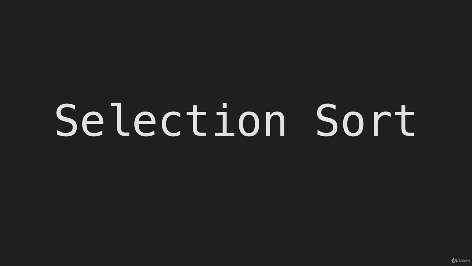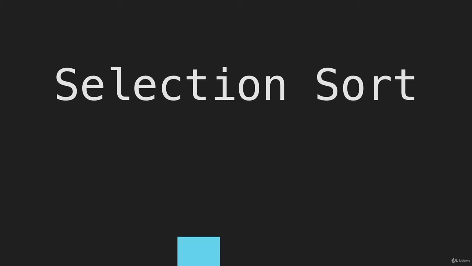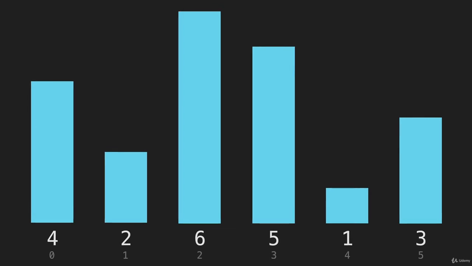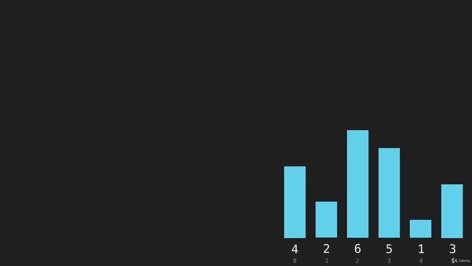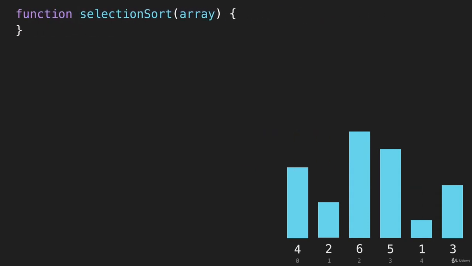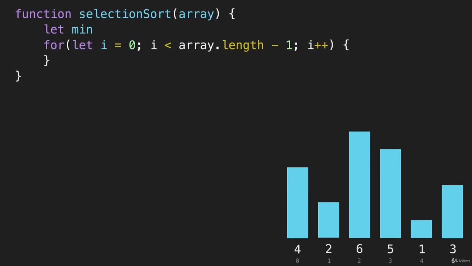Okay, so now we're going to code selection sort. We're going to pick up right where we left off in the last video with this array. I'm going to shrink it down into the corner here so we have room for our selection sort function. So we're going to pass this an array, and I'm going to create that min variable that we used in the last video, and then we're going to have our for loop.